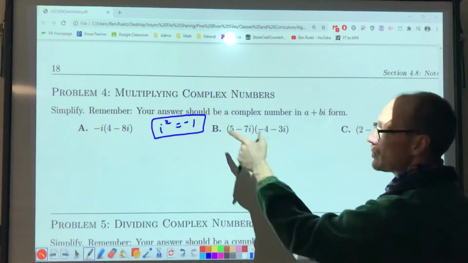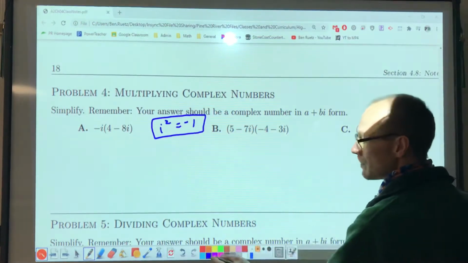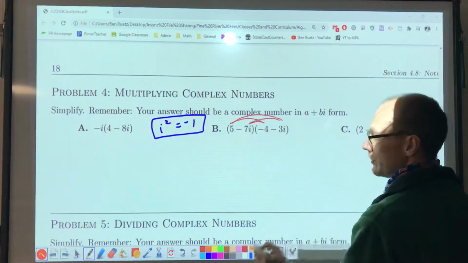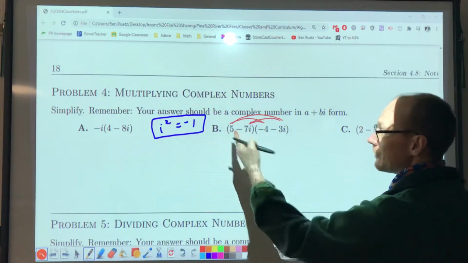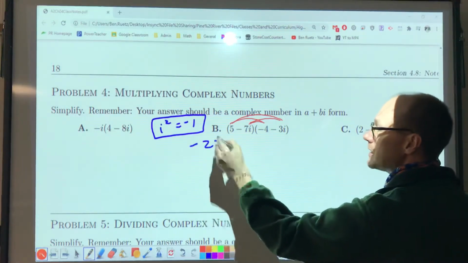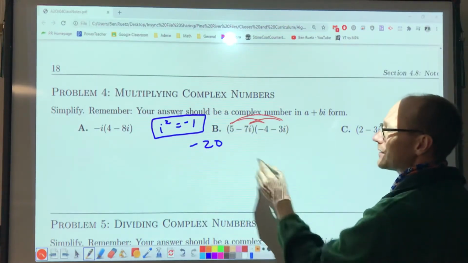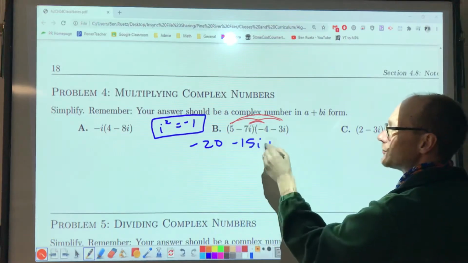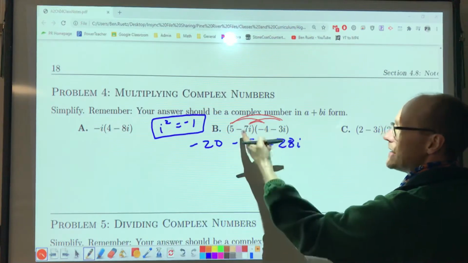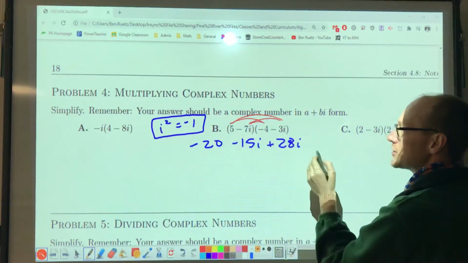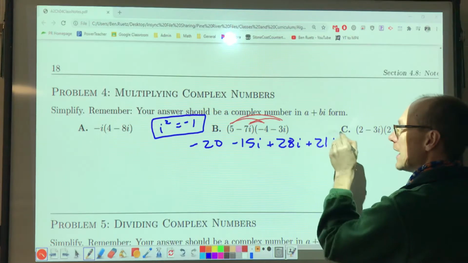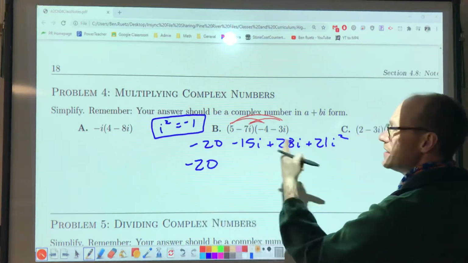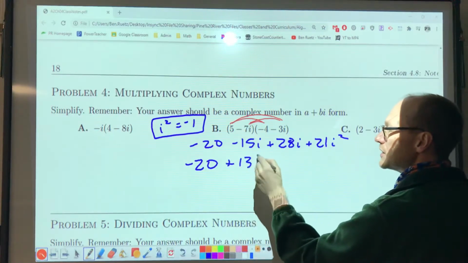It becomes a foiling. If you have a complex number times a complex number, you foil this, this, this, this. And what will you get when you do that? 5 times a negative 4 is a negative 20. 5 times a minus 3i is a minus 15i. Minus 7i times a minus 4 is plus 28i. And a minus 7i times a minus 3i is a positive 21i squared. And we can simplify because these are alike, giving you 13i.